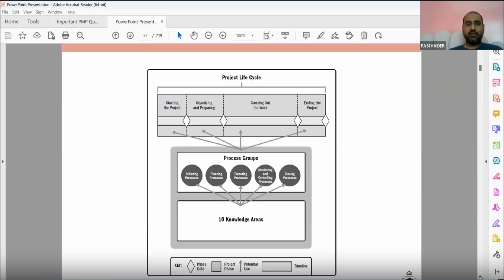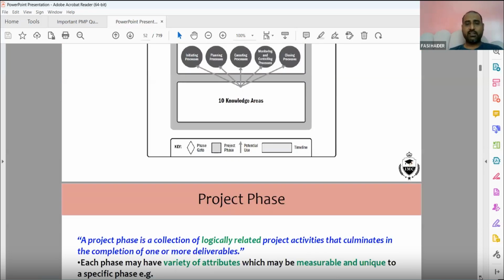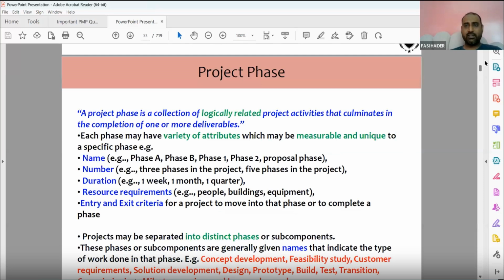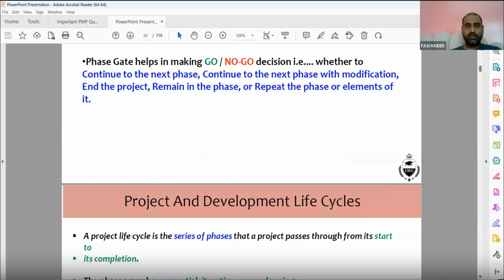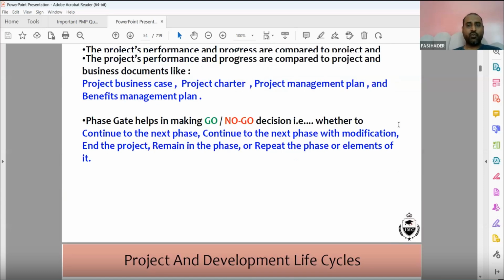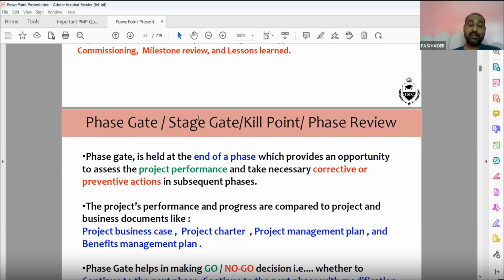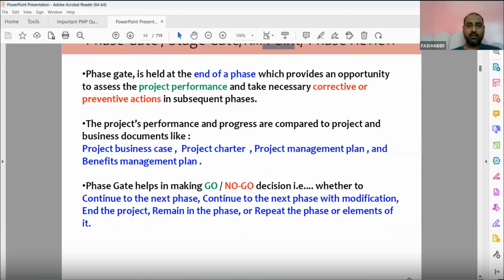Project phases. A project phase is a collection of logically related steps. So that we said. Then we did about the gate: tollgate or phase gate, stage gate, kill point, phase review. One question I've generally seen, sometimes people write phase gate, sometimes they write stage gate, sometimes tollgate, sometimes kill point, phase review. So all the things are the same, just don't get confused.